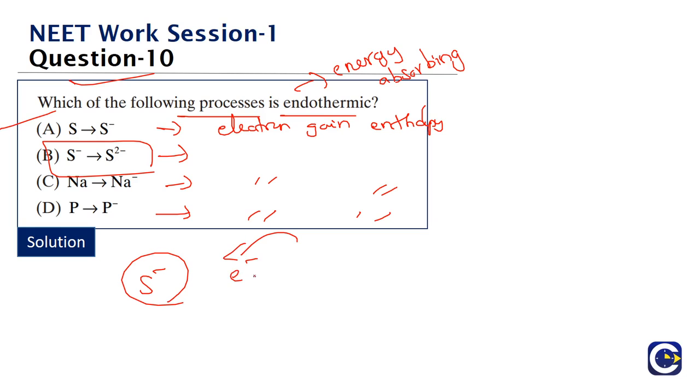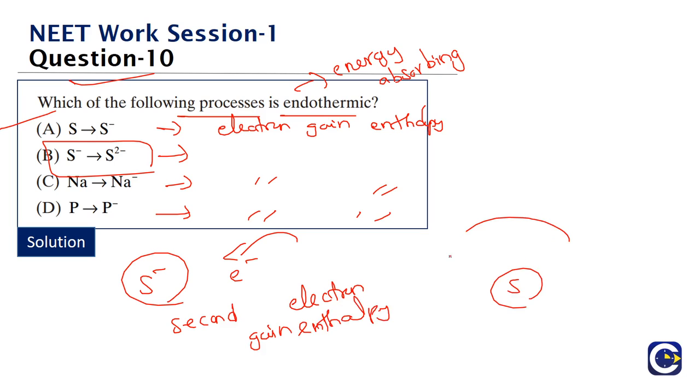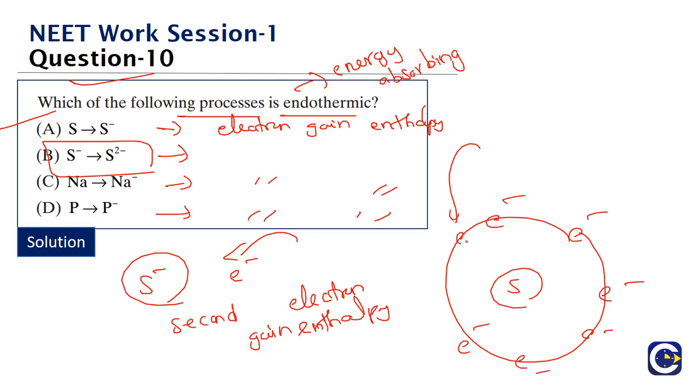So when we try to add an electron to a negative ion, this is what we generally refer to as the second electron gain enthalpy, meaning when we are adding the second electron. See sulfur, let us look at the valence. Sulfur will have 6 electrons in the valence. We added 1 electron, so it will become 7. That is S minus.